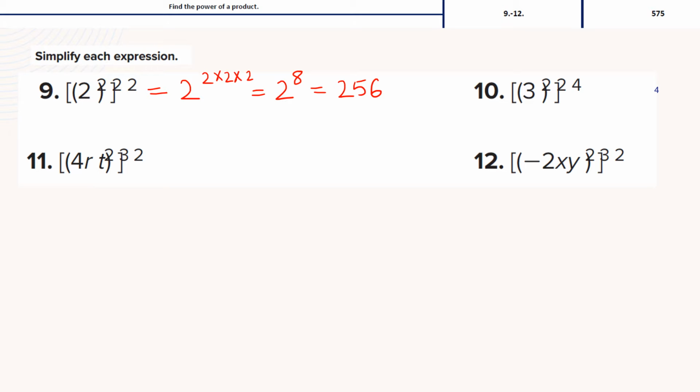So that's the simplification of question 9. Let's move to question 10. Here also you have three powers. So you are going to multiply the three powers, 2 with 2 with 4. So the power is going to be 3 to the power 16, a big number. Look at this one here.